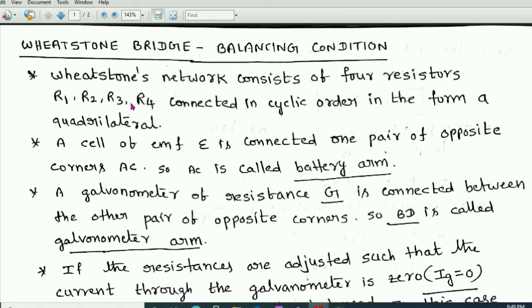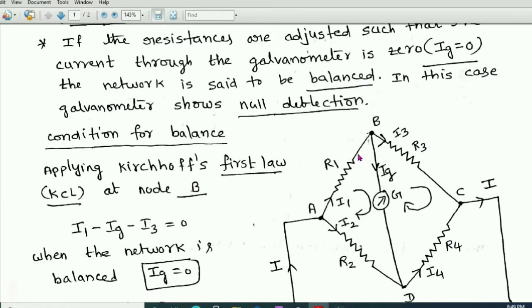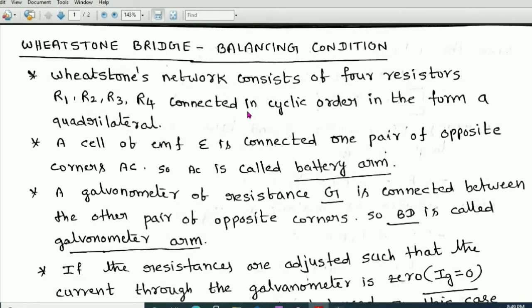So here, I have taken R1, R2, R3, R4, the 4 resistors, connected in cyclic order in the form of a quadrilateral, like this as shown in the figure. The 4 resistors are connected in a cyclic order in the form of a quadrilateral. This is the Wheatstone's network.